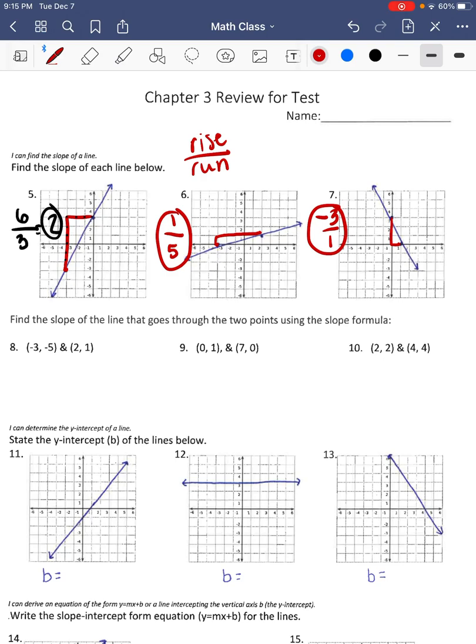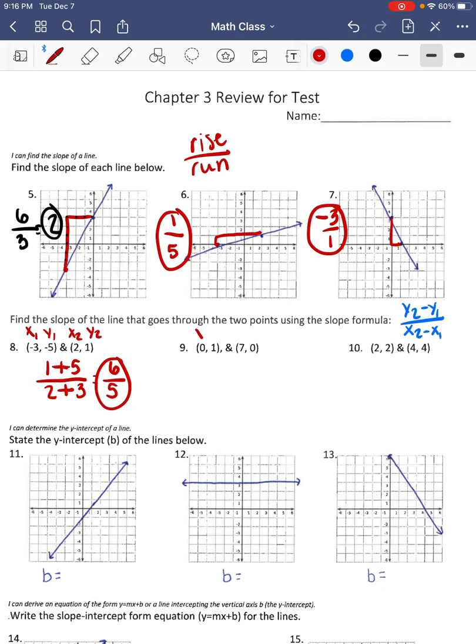For numbers 8 through 10, we are going to use the slope formula. So that's our y2 minus y1 over x2 minus x1. So for each of these problems, I highly recommend you put your x1, your y1, your x2, and your y2. So number 8, you're doing 1 minus negative 5 over 2 minus negative 3, which these will change into big plus signs since they're double negatives. And you'll have 6 over 5, which does not reduce. It changes to a mixed number, and we don't like that.